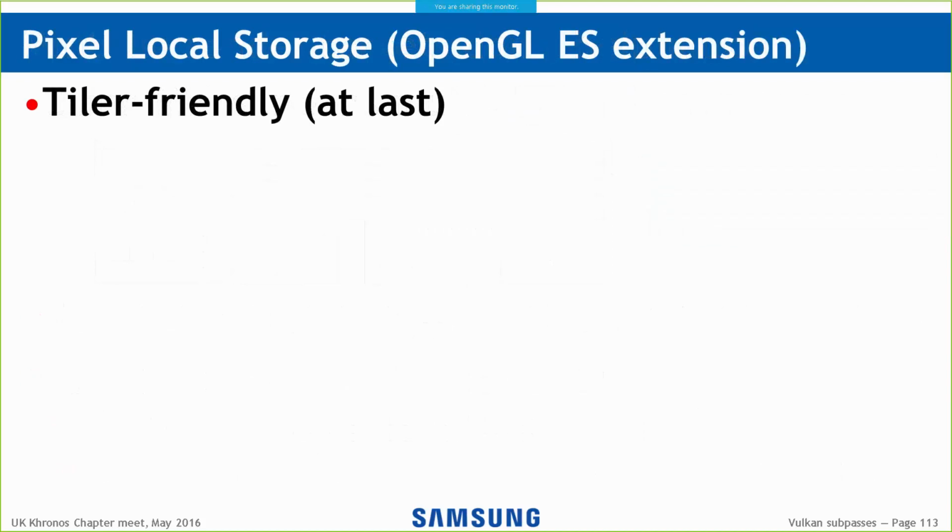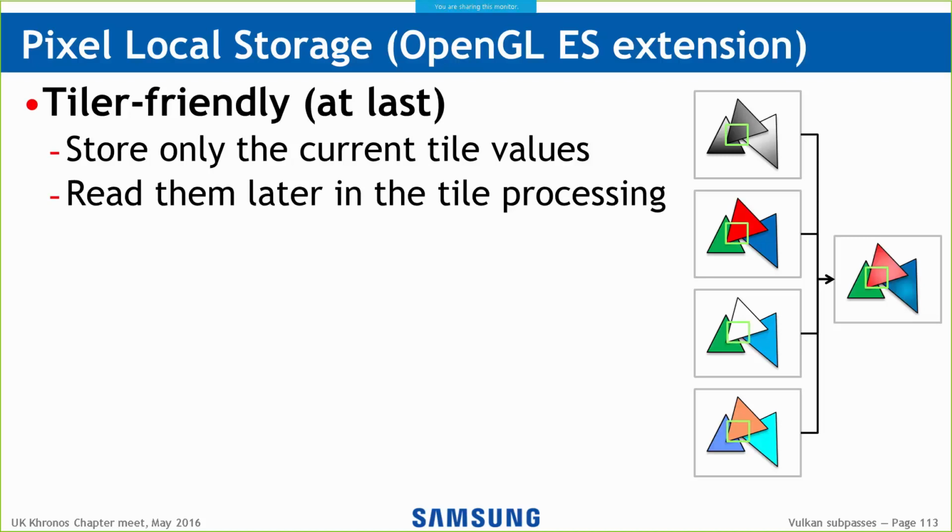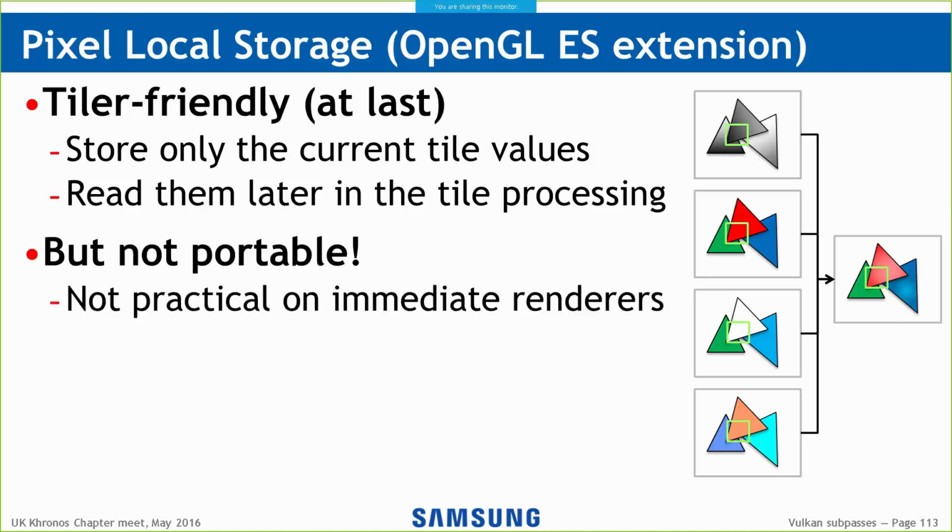Now, Pixel Local Storage came from ARM, so I think we can mention it here as a friendly thing. The idea is that you're doing the rendering for all of these frames, but you're only storing the value for the tile that you're currently working on, because those are the only pixels you care about, and you pull them back again when you need to consume that to do your final render. But it's not that portable, although it's implemented on quite a few people's hardware now. It's not very practical on a desktop system, which means that probably if you're doing debugging on a desktop system, it won't work.